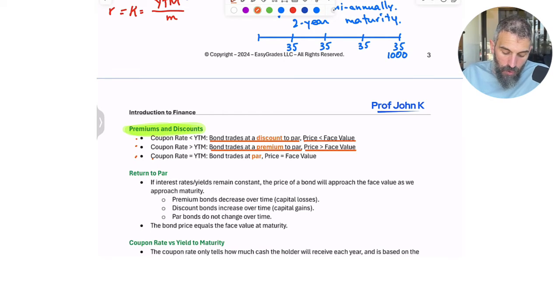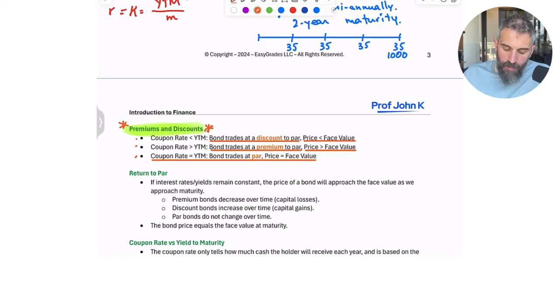And if they're equal, we say the bond is at par. And when a bond is at par, the market price or the present value is equal to the face value. So only in that case are they actually the same. So you definitely want to know this. It comes up on pretty much any exam in any class. It's the most basic theory when it comes to bonds.